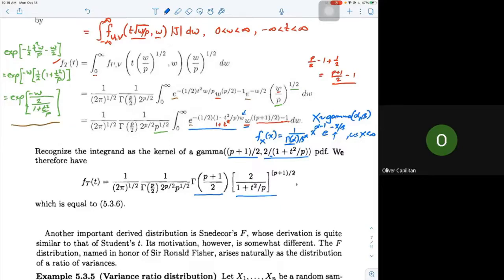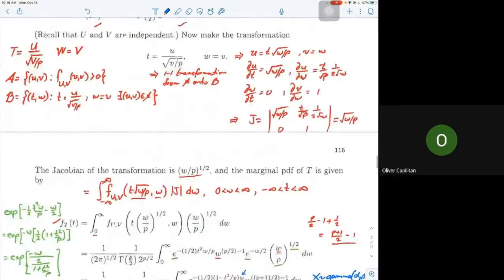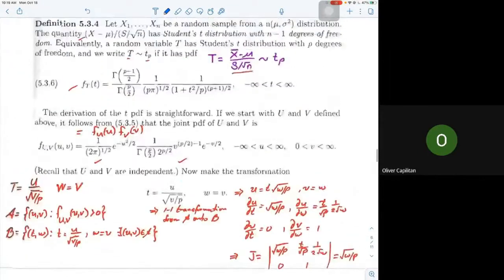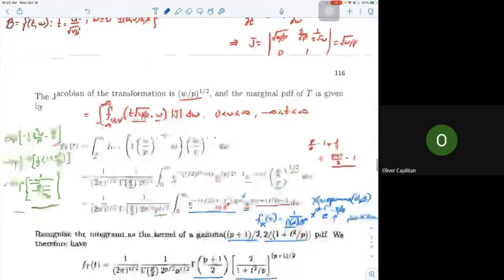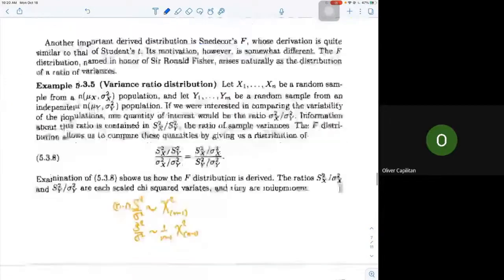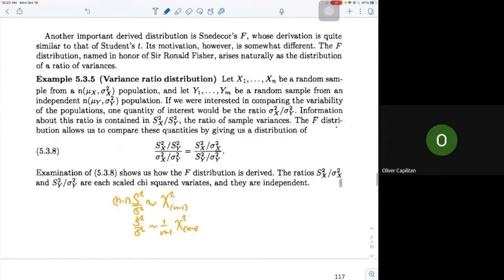Okay, so this is now the distribution of our random variable T. So our T above will have this distribution now. That is our t distribution. Okay, so that's the derivation. Okay, another one we're going to derive. We will no longer derive the distribution of Snedecor's F.